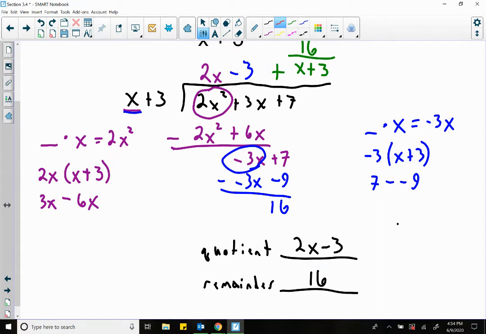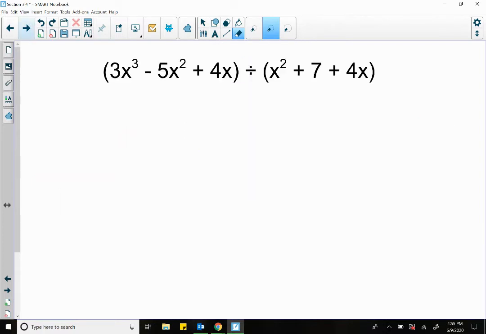Just the 16. They don't want you to put it over the x plus 3. They just want the numerator. Just this number right there, 16. That's all they want in the remainder. So don't make the remainder look like a fraction, even though that's what it really should look like. They just want to know what the numerator piece is. Okay? All right. Go ahead, give this one a shot.